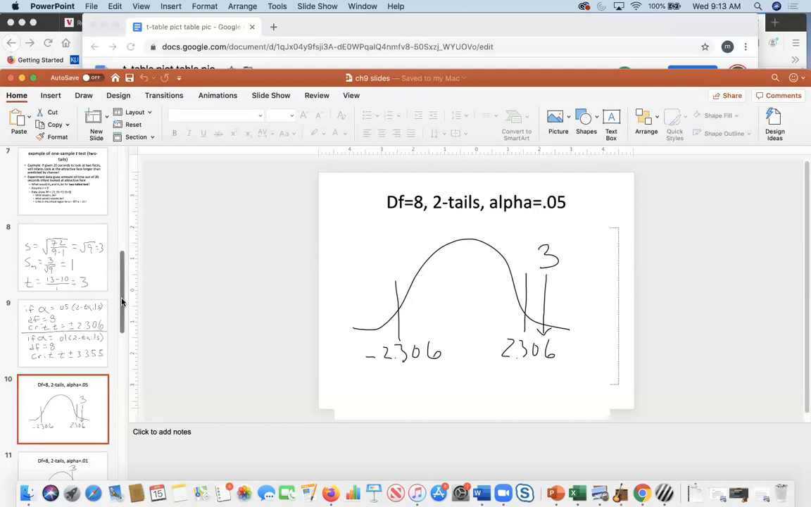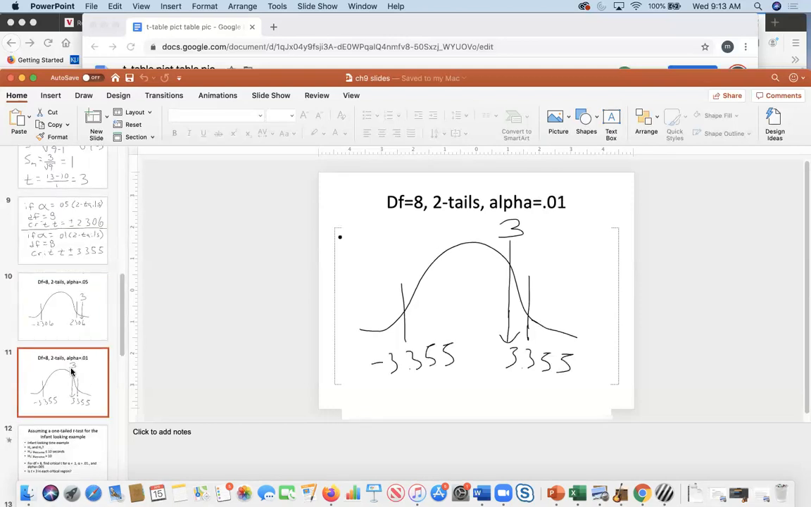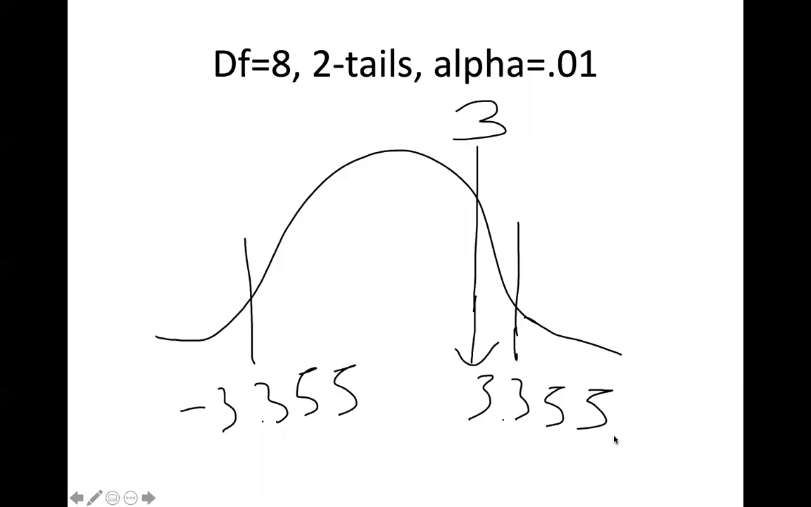There's a different story if we use a more stringent, more conservative alpha, which would be alpha equals 0.01, which is what is shown here. When alpha equals 0.01, I just showed you in the T table, the critical T value was 3.355. So we got negative 3.355 on the negative side of the distribution. Right here, this vertical line is the positive critical T, 3.355. If we're using an alpha of 0.01, which is a more stringent alpha level, it's more difficult to find statistical significance here.